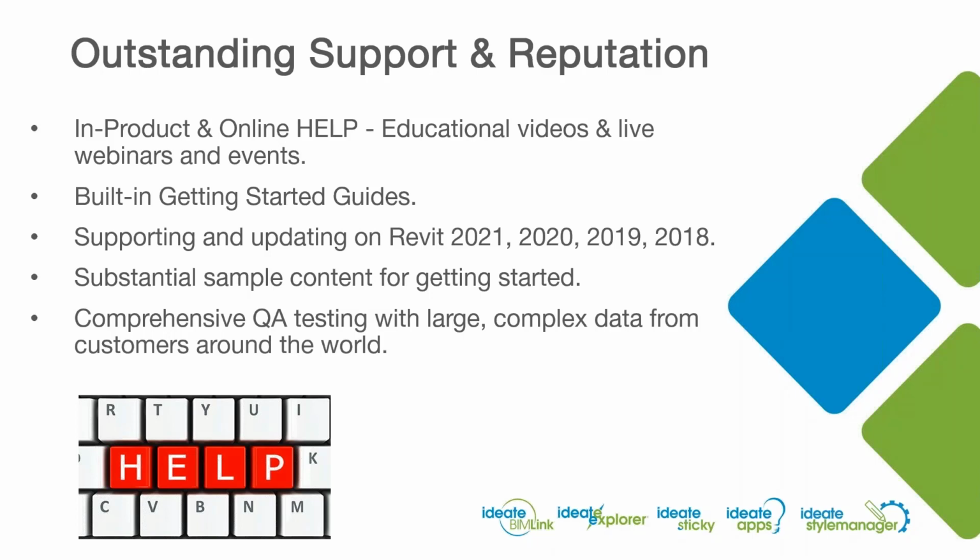We're updating and supporting Revit 2018 through Revit 2021, so the last 4 releases of Revit. We have versions that go back earlier, but we've stopped development on, let's say, Revit 2017 and earlier. And then we do comprehensive QA testing with large, complex data sets. You're going to see I have some examples of using BIM 360.